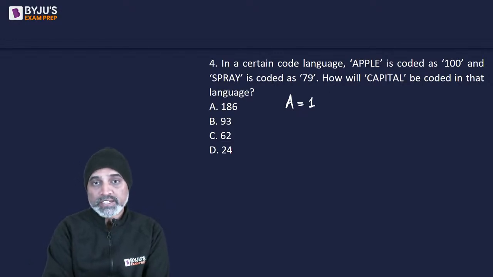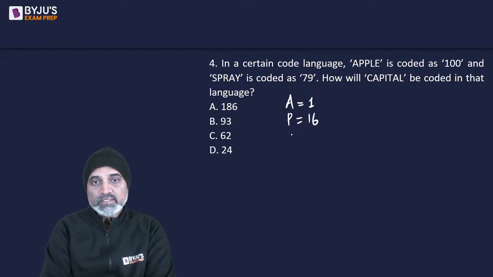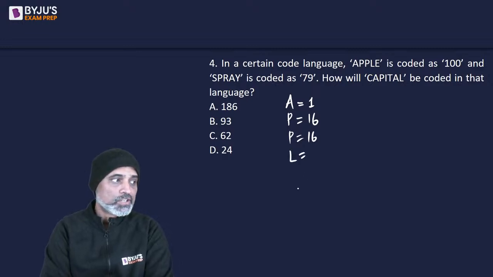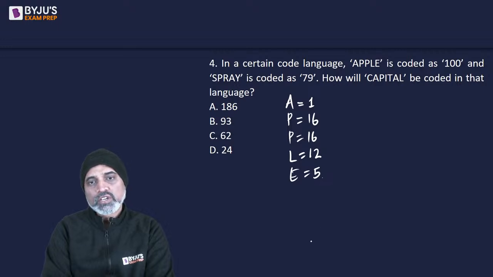So A is your first letter, P is your 16th letter, next P is the 16th letter, L is our 12th letter, and E is our 5th letter. So if we add all of this, it will become 50. It is coded as 100.